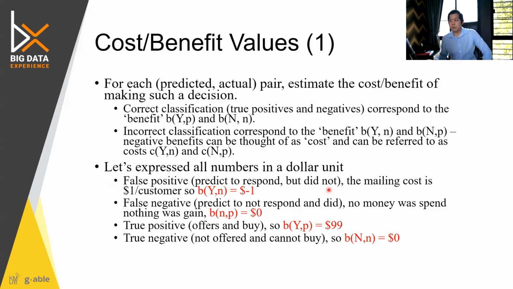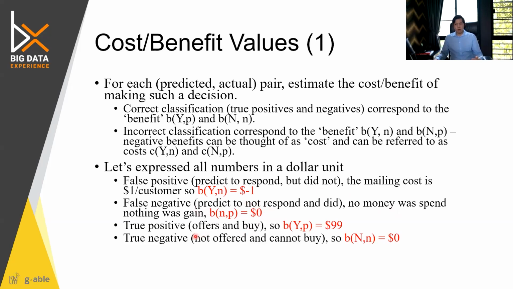So the cost would be the mailing cost. This would be -1, right? For the false negative, predict not respond but actually would respond. Since no money was spent in this case, but actually you can think about opportunity loss, but let's say we do not think about that here, just think about this campaign only, then the false negative cost would be 0.